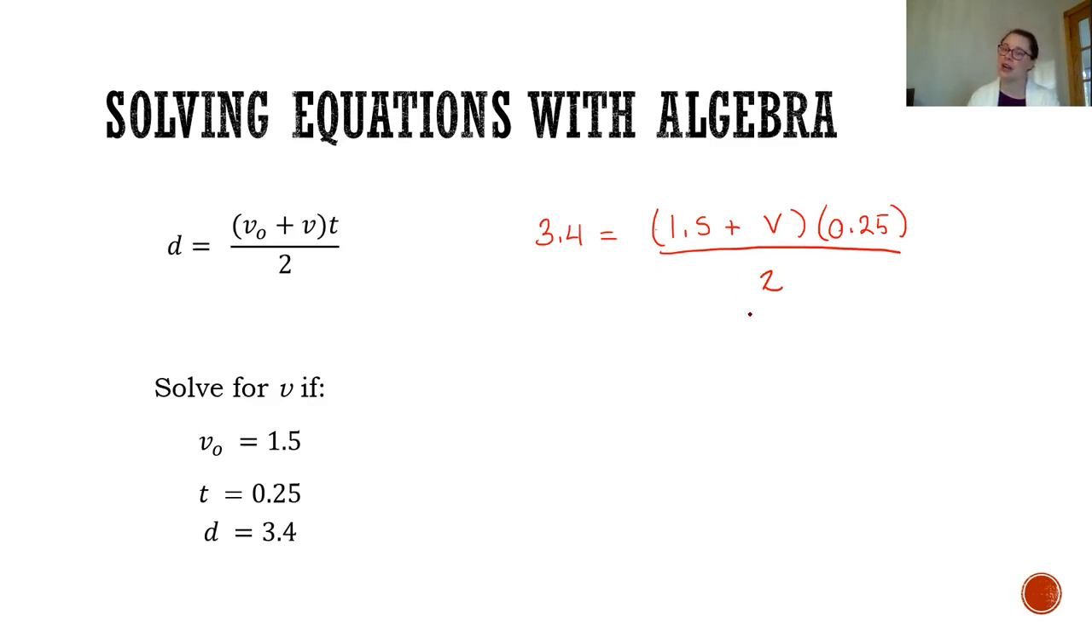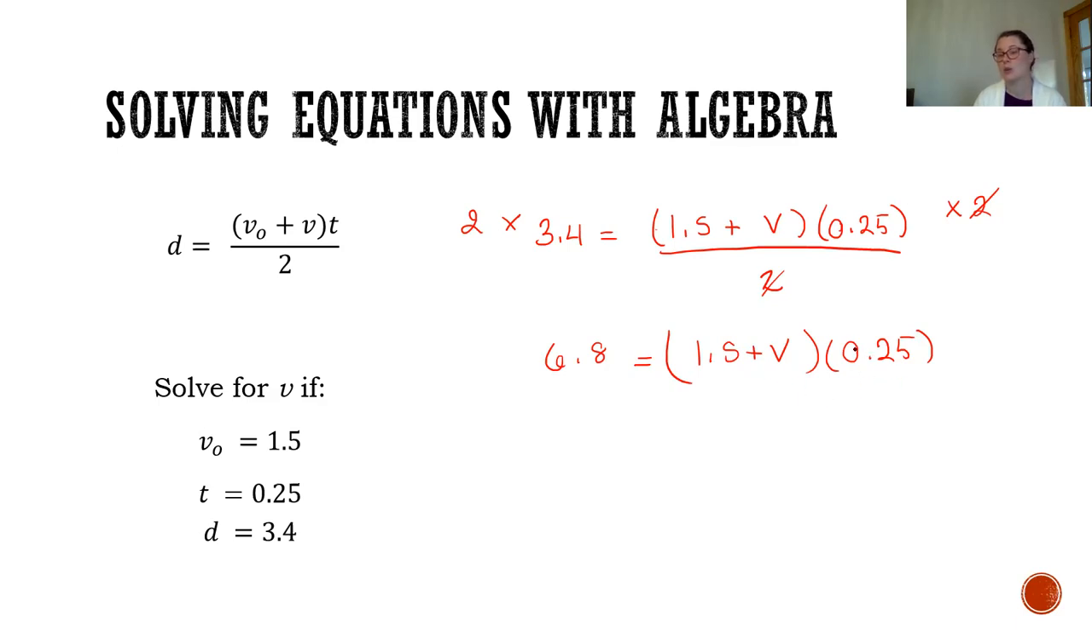So how do we rearrange it? Well, we have 2 on the bottom. We get a fraction. Nobody likes to keep fractions. Easiest way to get rid of the fraction? Let's multiply by 2. If we multiply both sides by 2, these 2's cancel out. So we've got rid of our fraction. 2 times 3.4 leaves us with 6.8 is equal to 1.5 plus V times 0.25. Keeping my brackets because I haven't got rid of this multiplying that's outside of the brackets, and we know order matters. Now I need to get rid of what's outside of the brackets before I can do this part.